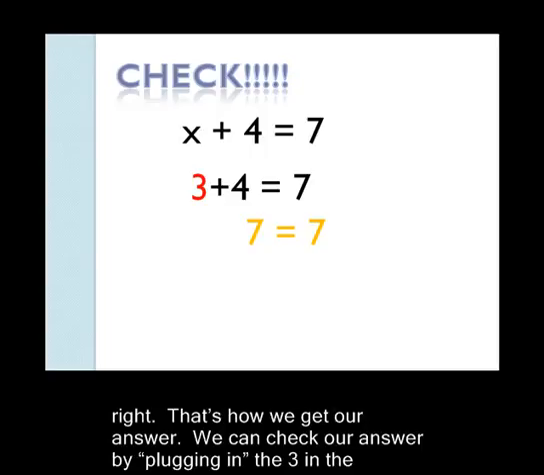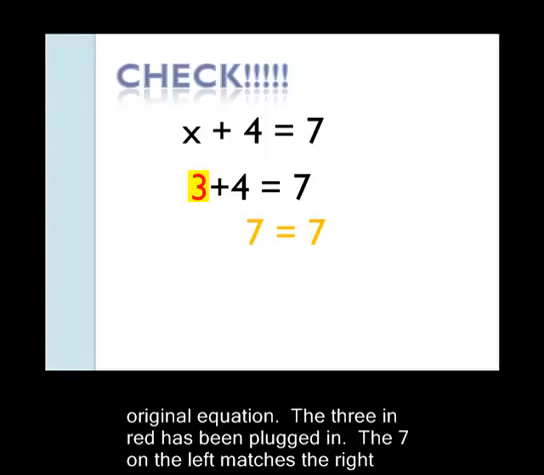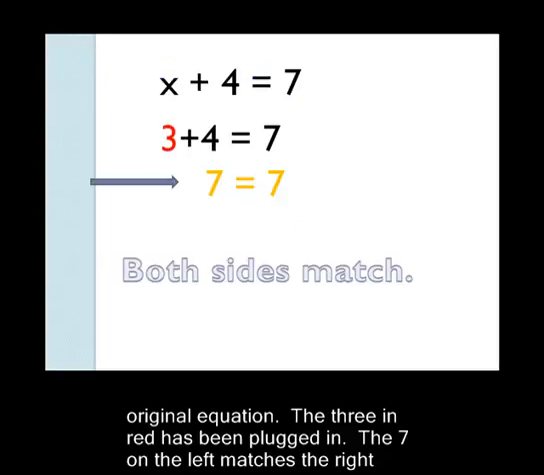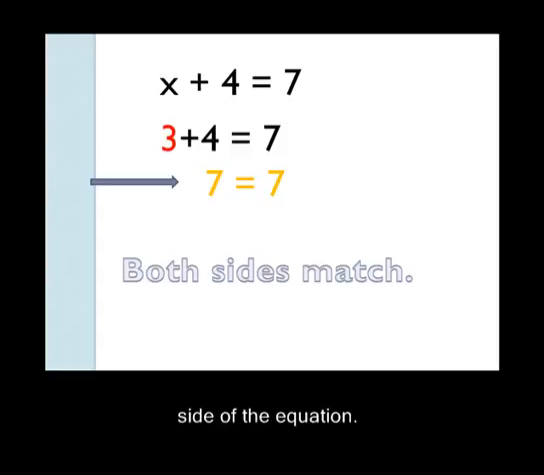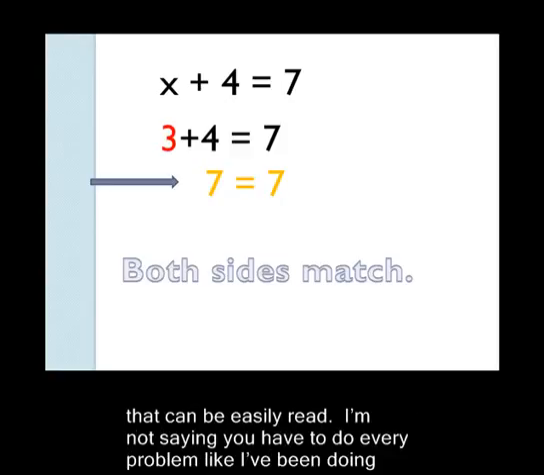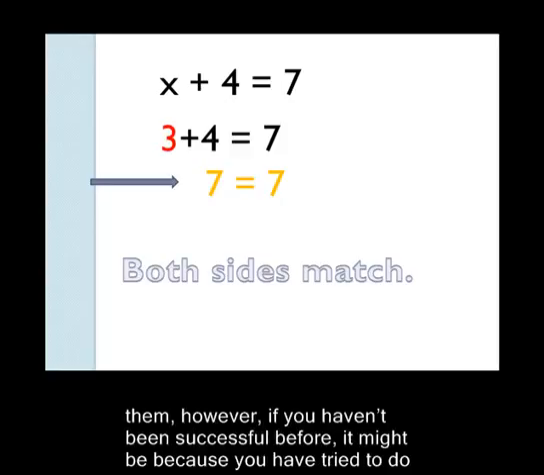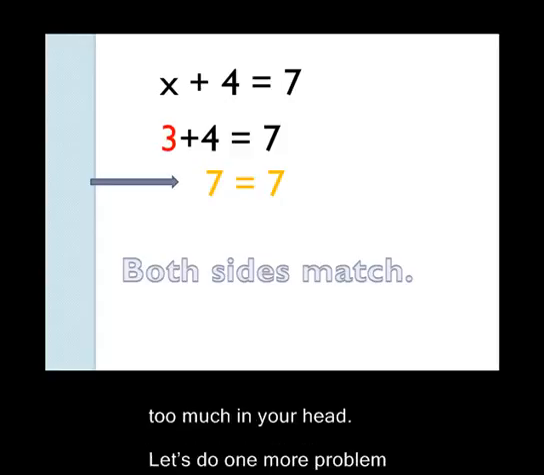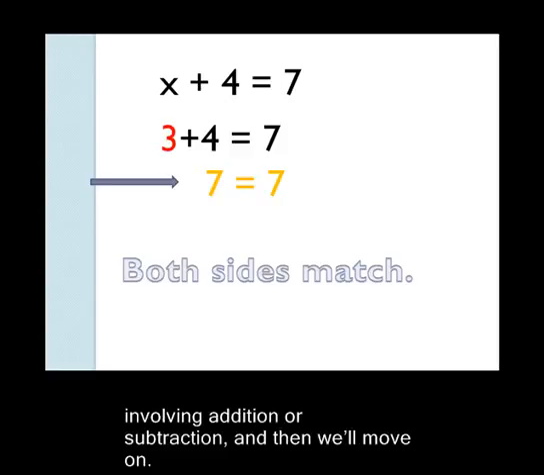We can check our answer by plugging in. We want to plug 3 into the original equation. The 3 in red has been plugged in. The 7 on the left matches the right side of the equation. Sometimes when people can't do algebra, it's simply because they're not following a format that can be easily read. I'm not saying you have to do every problem like I've been doing them. However, if you haven't been successful before, it might be because you have tried to do too much in your head. Let's do one more problem involving addition or subtraction, and then we'll move on.